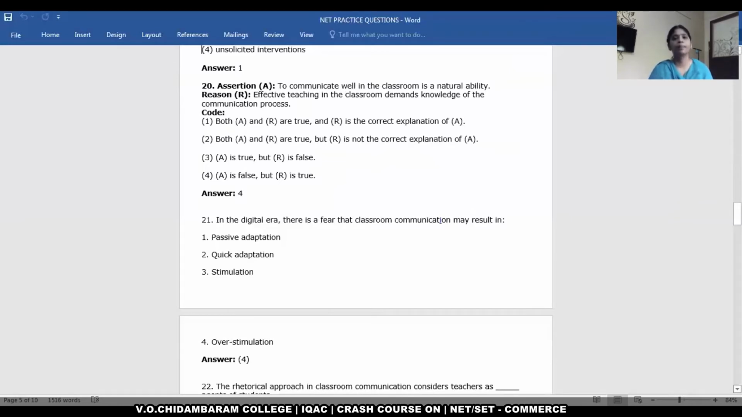Now look at the reason. Effective teaching in the classroom demands knowledge of the communication process, of course. It is true. So the answer is A is false, R is true. Okay, now the next one.